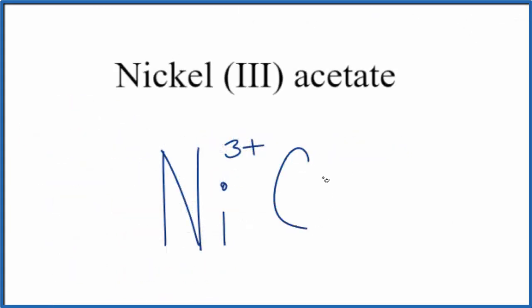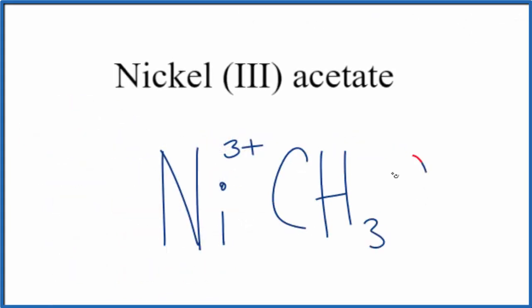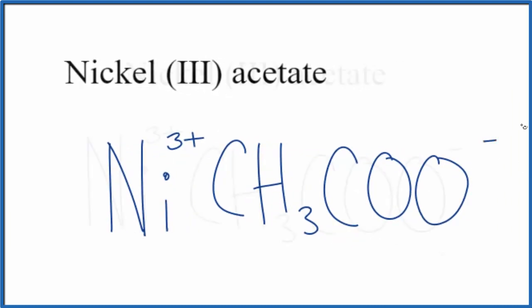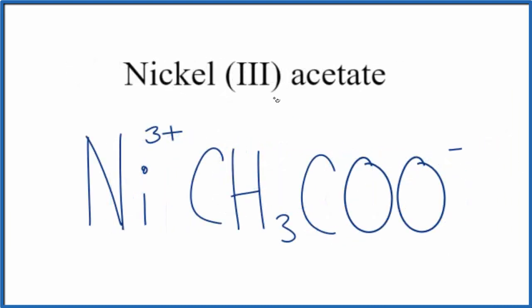So we have CH3COO, and the whole thing has an ionic charge of 1-. So when we write the formula for nickel 3 acetate, these charges need to add up to 0, give us a net charge of 0. That's because nickel 3 acetate is neutral. It doesn't have the word ion after it, so the charges are going to add up to 0, give us a net charge of 0.